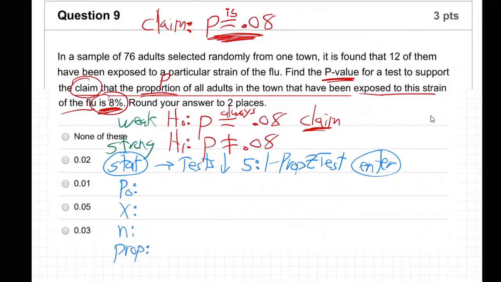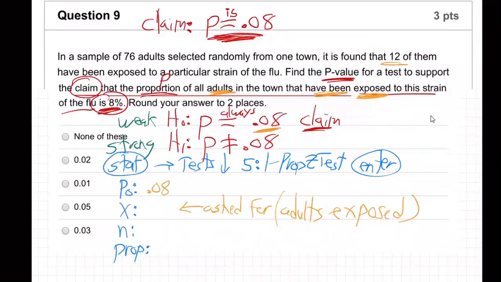All right, so P0, you know how this works. P0 is the number next to H0, so 0.08. And what is X? Well, it's the number being asked for. What's being asked for in this problem? The 12. Yeah, adults that have been exposed to the flu. So how many adults were exposed? 12 of them have been exposed. Yeah, that's it. What's the n? 76 is the sample. Yeah, that's the total size. So there's 76 in the sample.